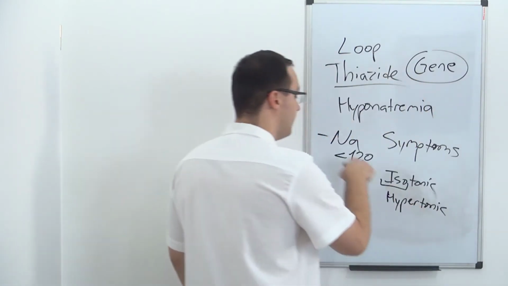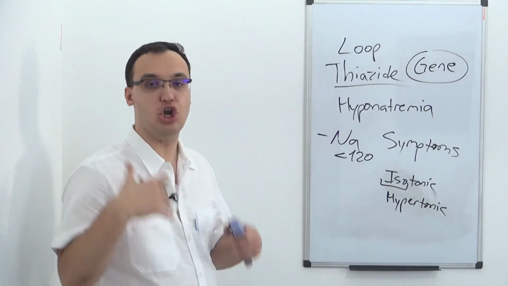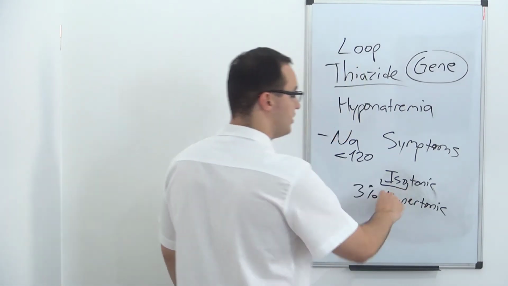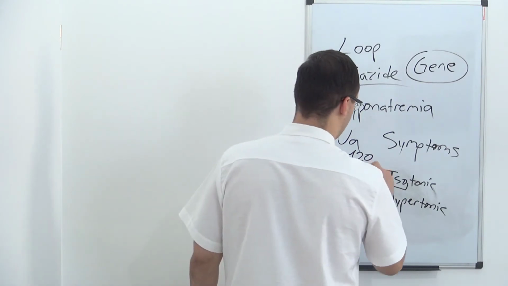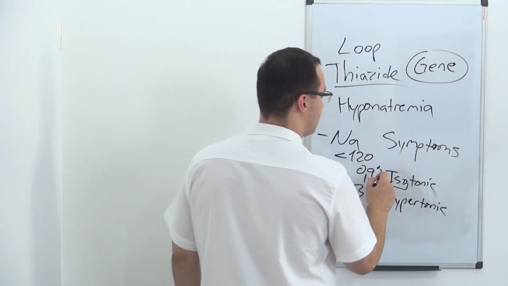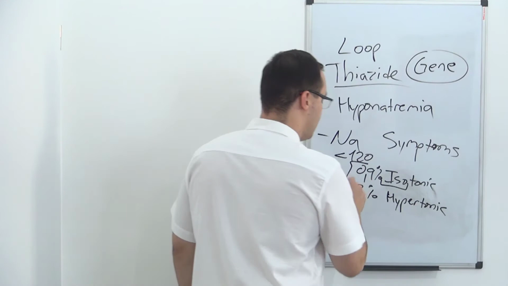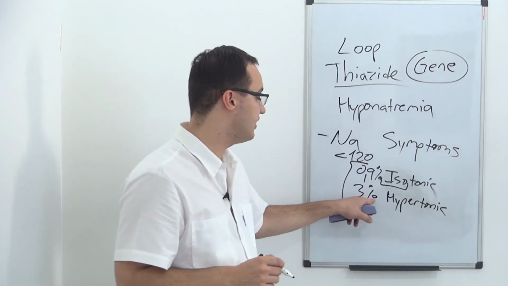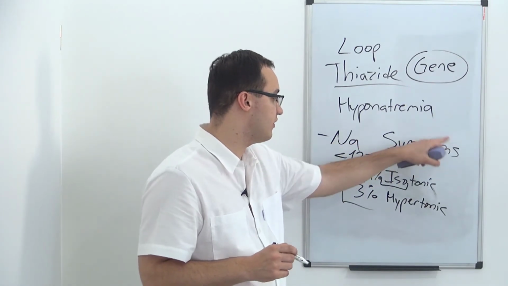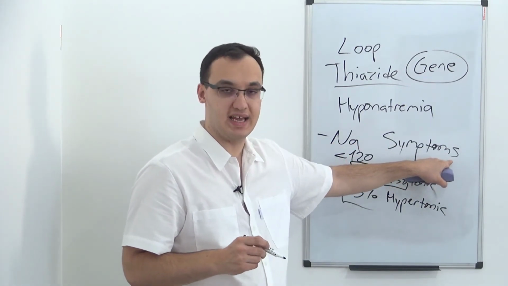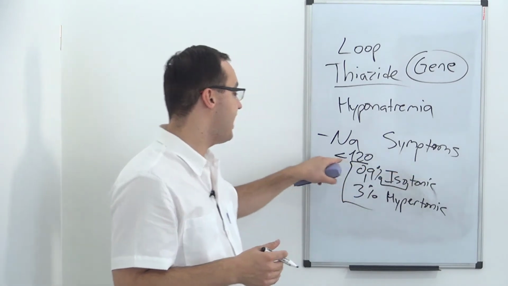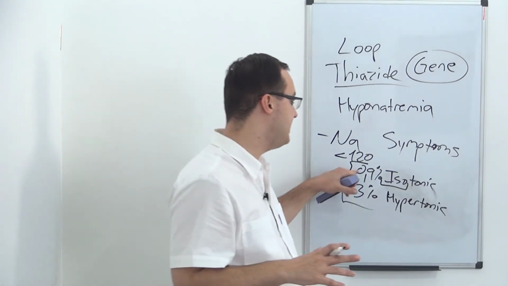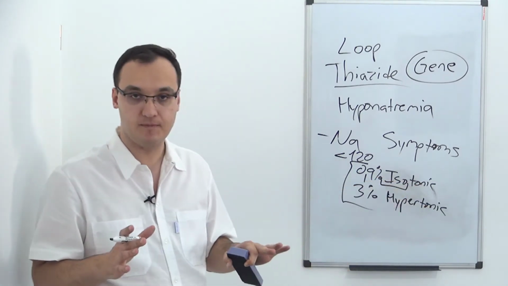Because you can also give hypertonic sodium. That means that we have a lot of sodium. So for example, 3% sodium, that's hypertonic, and 0.9%, that's isotonic. And these are the treatment options. So isotonic is the preferred one. The hypertonic is only given when it's very severe, with many neurologic symptoms like headache, vomiting, nausea, and so on, and the sodium level is less than 120.